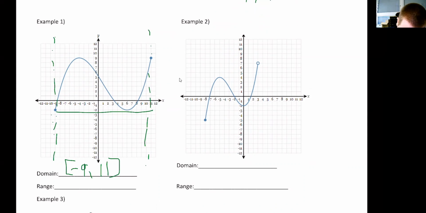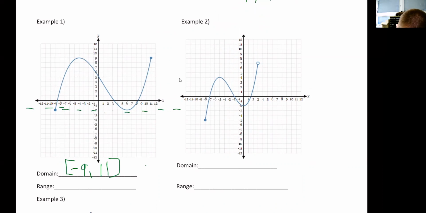Similar idea for our range. For our range, we want to figure out how far our graph goes up and down. So you start on the bottom. The furthest this graph goes down is there. The highest this graph goes is up here. So if you look at our y values, it goes from -2 to 9.